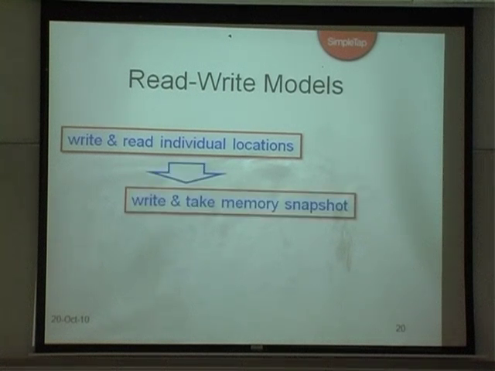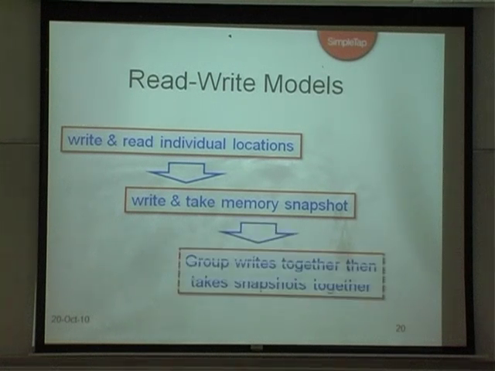Or you could say, well, I can write memory, but I can take an atomic snapshot of all of memory at once. So I can write something, and then I can instantaneously read everyone else's values. Or you can make an even seemingly stronger claim, which says that I can take a group of processes and have them all write together to different locations, and then they can all take snapshots together. And it turns out that each of these models is exactly equivalent in the sense that you can implement each one out of the others.